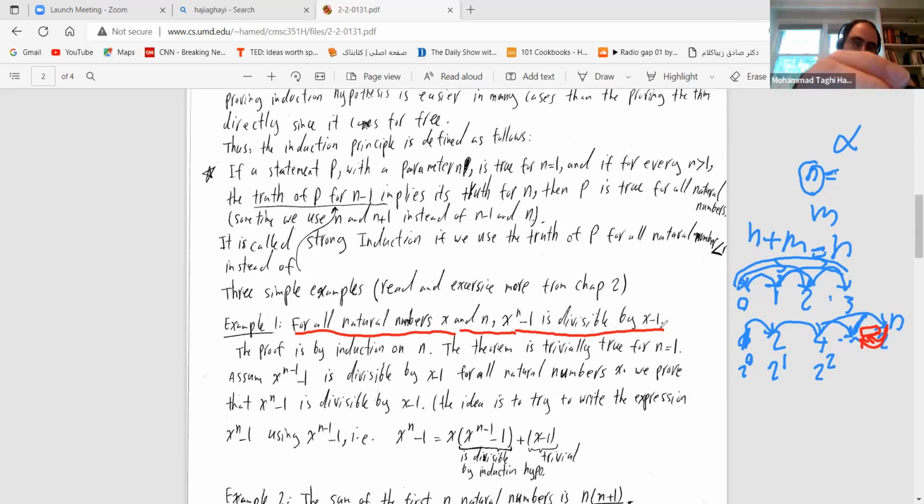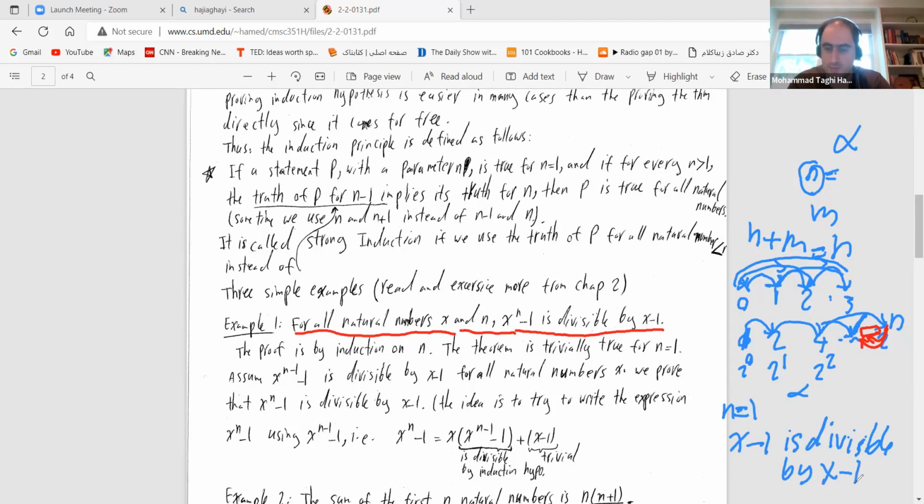Good. So let me just change the things. Of course, for the case of n equal to 1, we are considering x minus 1, which should be divisible by x minus 1. So that's trivial.